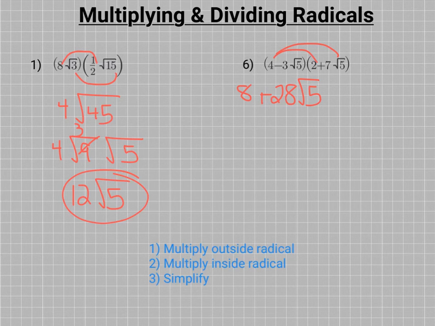Okay, now I'm going to take the negative 3 radical 5 and distribute it to both terms. So negative 3 radical 5 times 2, we're going to multiply the numbers on the outside. So negative 3 times 2 is negative 6. And again, I'm going to bring down that radical 5. And then negative 3 radical 5 times positive 7 radical 5. Well, let's follow the rules for multiplying radicals. You multiply the numbers on the outside. So negative 3 times positive 7 is negative 21. And then radical 5 times radical 5 is radical 25.